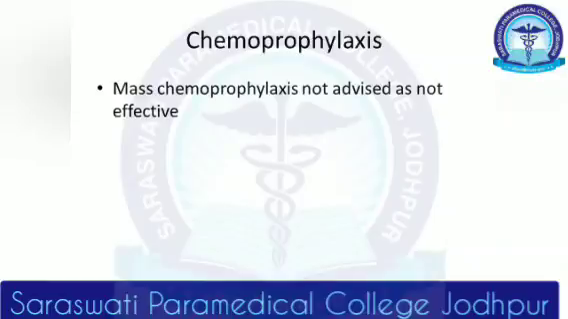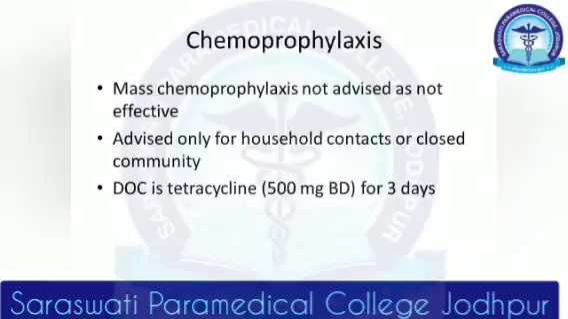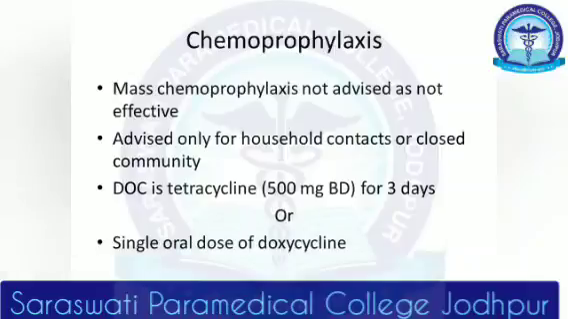Chemoprophylaxis has not been found to be effective on mass basis. Chemoprophylaxis is advised only for the household contacts or if the cases have occurred in a closed community. The drug of choice for chemoprophylaxis in cholera is tetracycline 500 mg BD for 3 days or a single dose of doxycycline.